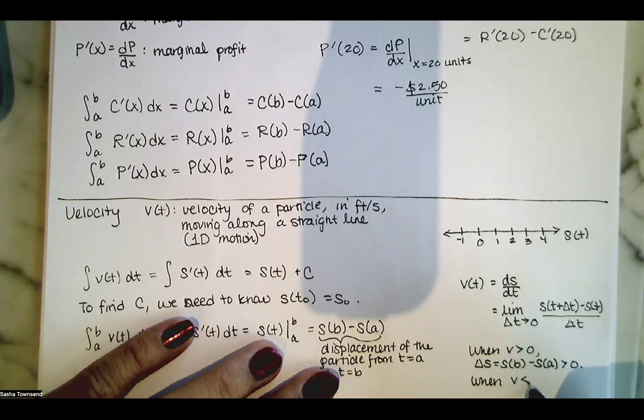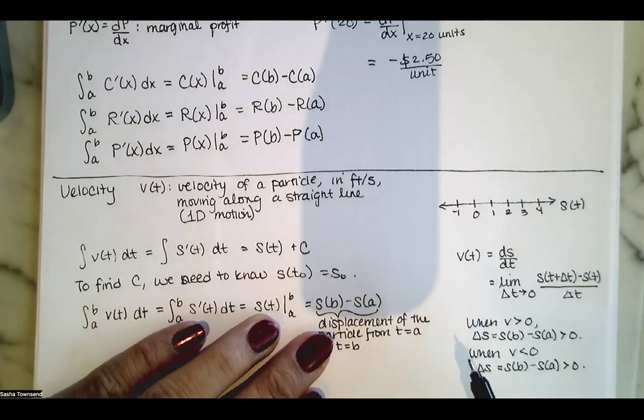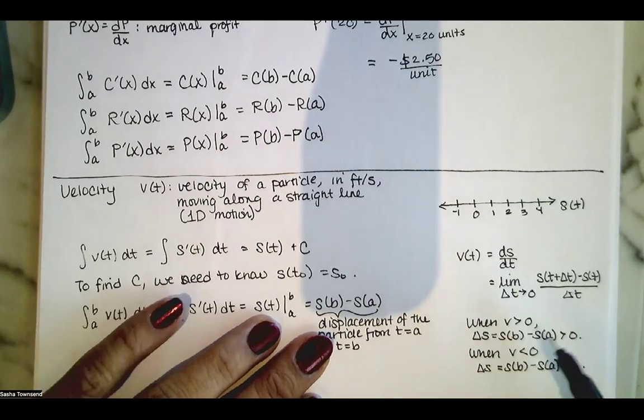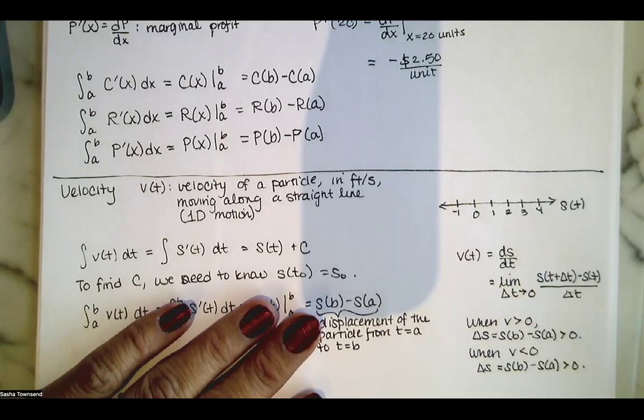And when the velocity is negative, displacement is negative. So if moving to the right is the positive direction and moving to the left is the negative direction, we're moving to the right when v is positive and we're moving to the left when v is negative.